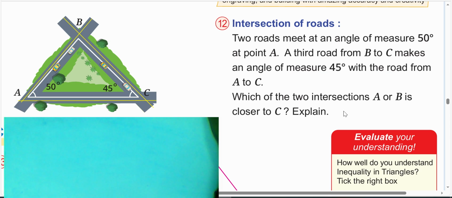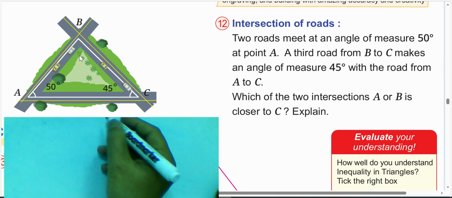Which of the two intersections, A or B, is closer to C? Which is closer to C? We know 45 is opposite to AB and the measure of angle A is opposite to BC. If BC is greater than AB, he won't find the closer to C. The closer to C from A or B? We can find the lengths with the third.